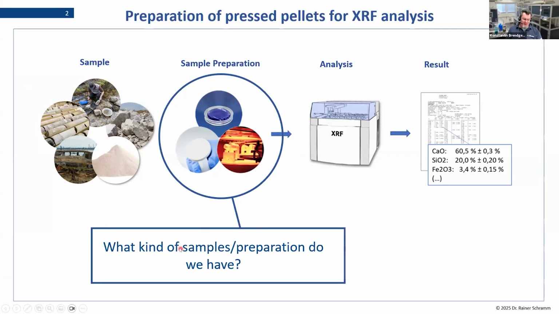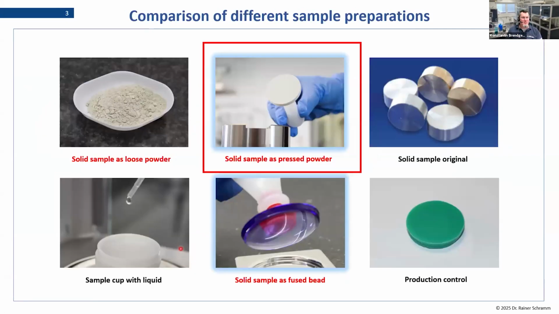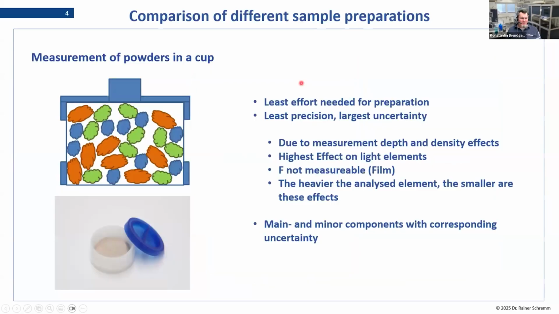So what kinds of sample preparations do we have? Well, we'll talk mostly about pressed pellets, but before we go into that, there is a quick side note about what else we can do with powder samples. Powders you can analyze as a loose powder or a fused bead, and then obviously as a pressed pellet. We'll just cover the basics here real quick.